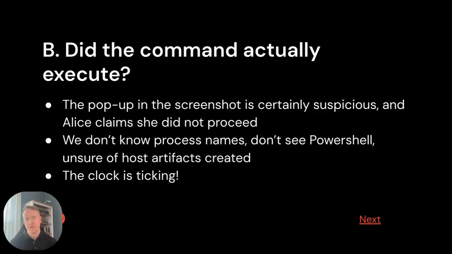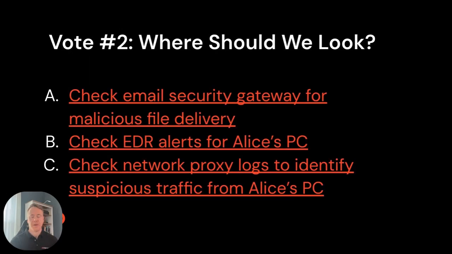The pop-up, the screenshot, certainly suspicious, but what we don't know are any process names for processes that may have spawned, any PowerShell or other commands that were run on Alice's machine. And remember, the clock is ticking. If this was a successful attack, then we may already have malware running. We may already have a compromise that has already taken place. So we need to act fast. So let's see what we're going to do next.